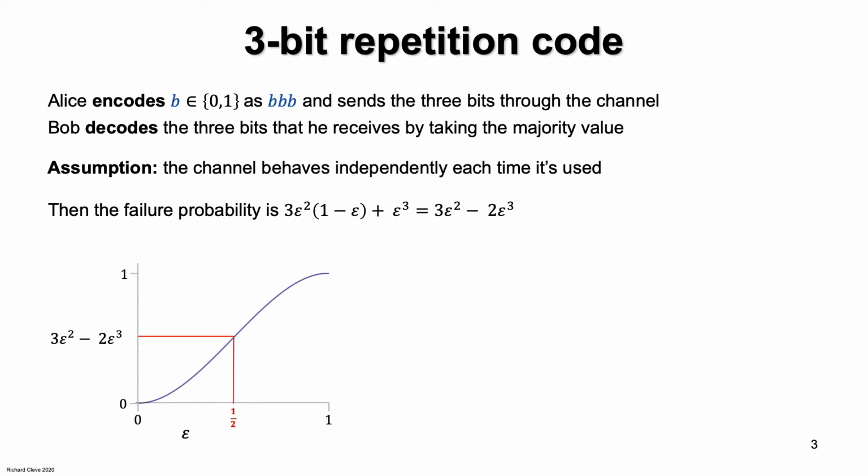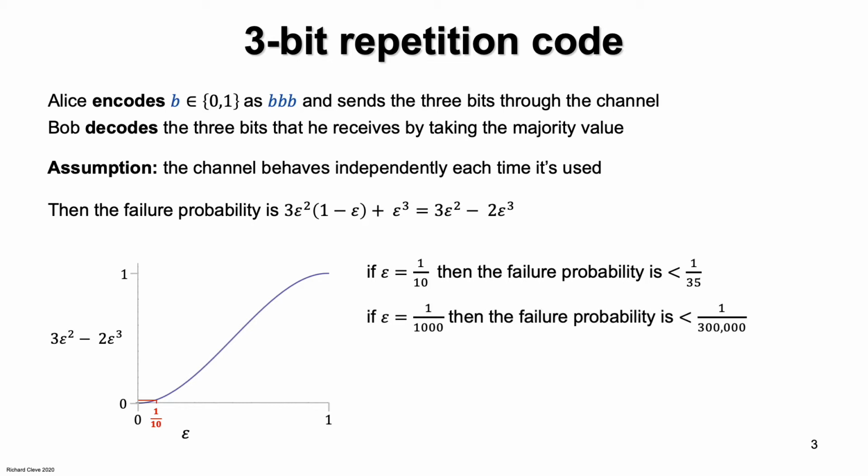But when epsilon is smaller, there is an advantage. For example, when epsilon is 1/10, then the failure probability from using the code reduces from 1/10 to about 1/35. And if epsilon is smaller to begin with, then the reduction becomes more pronounced. For example, if epsilon is 1 over 1,000, then the failure probability from using the code is 1 over 300,000, a 300-fold decrease.